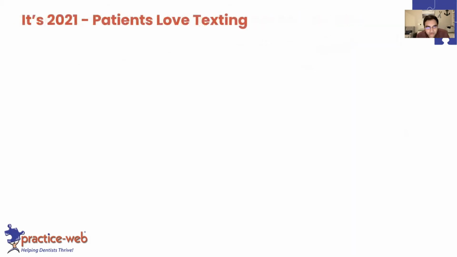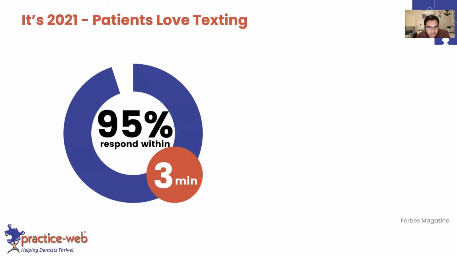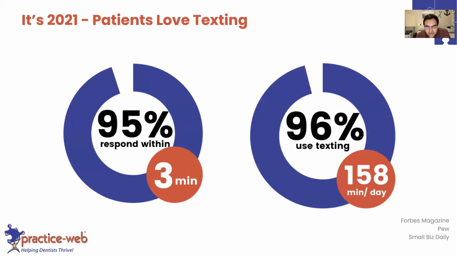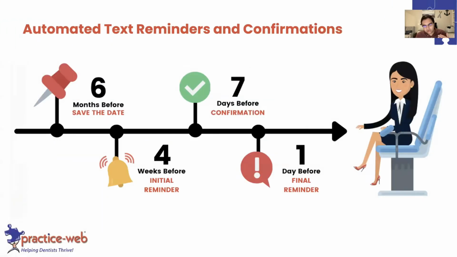Make yourself virtually convenient. The other way to be virtually convenient is through texting. We always like to share these statistics that 95% of texts are replied to within 3 minutes. Email is much longer, if ever. So emails are much less effective. And the other thing is that 96% of American adults use texting, and they use it almost 3 hours per day. So it's really the way to reach your patients, whether they're new or existing.